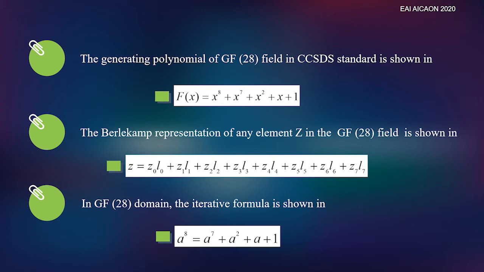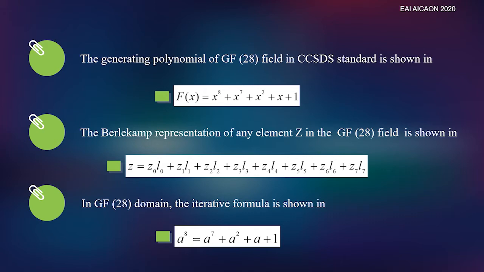The generator polynomial of the Reed-Solomon code found in the CCSDS standard is shown in this formula. The Berlekamp representation of any element in the GF field is shown in the next formula. The basic components and a group of basis components are dual bases, and their corresponding relationship is given by the paper as a table.